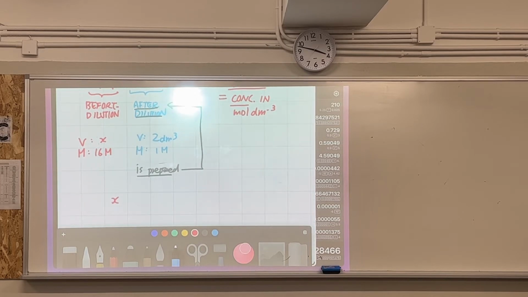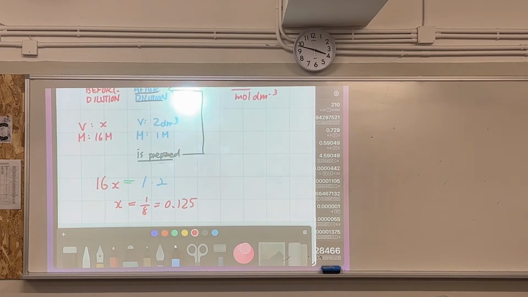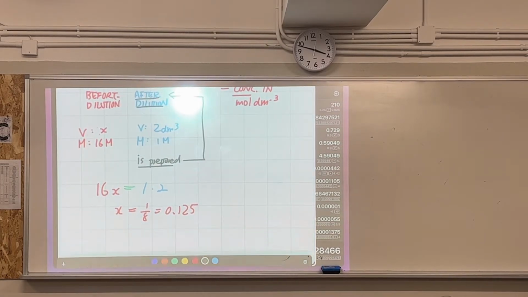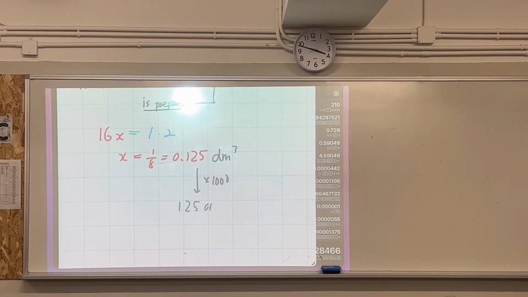So when you do 16X equals 2 times 1, what do you get? What is X? X is 1/8, which is 0.125. So what units should we put in here? This is in dm³. So how do we convert that to cm³? Times 1,000. When you multiply by 1,000, you get the answer A, 125 cm³.